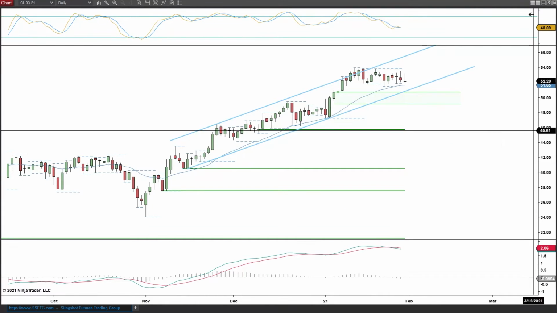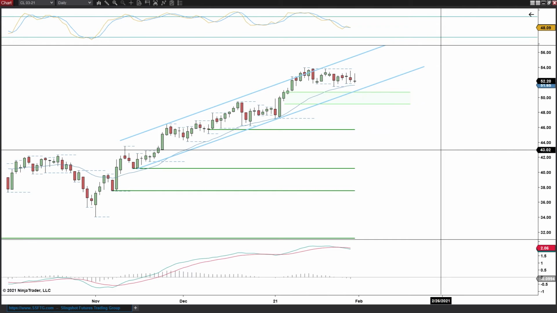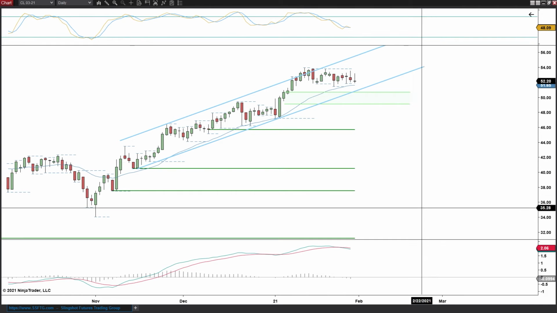Over on crude oil, we can see that the market is super sideways. It's not really pulling back, it's just going sideways. And that's actually a very strong sign of bullishness.